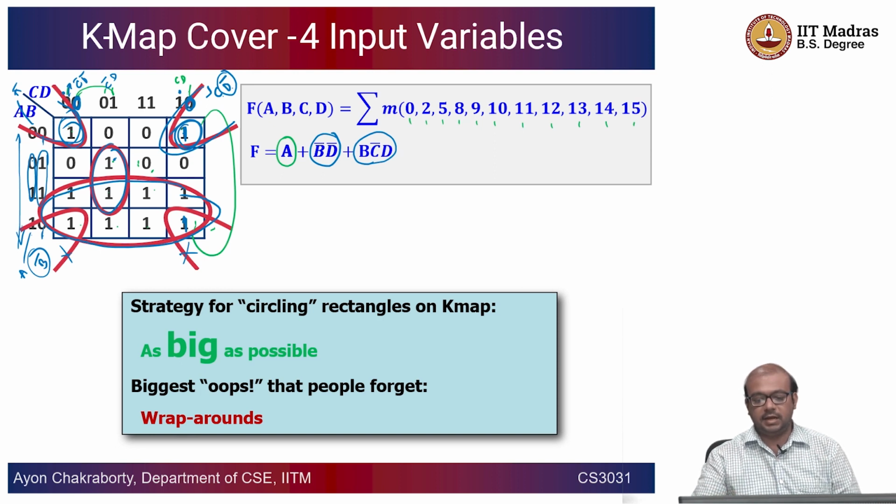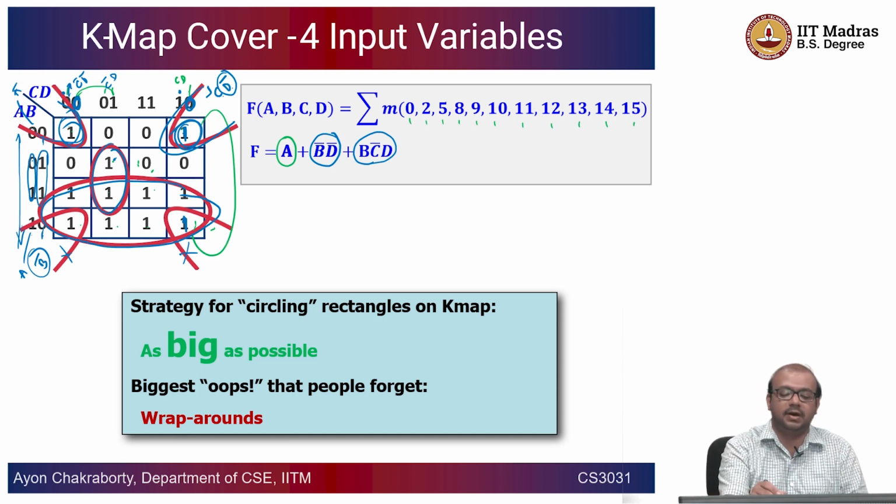So, this is the technique by which, given a truth table, you can convert it into a simplified expression using the K-map. So, this is your simplified expression.